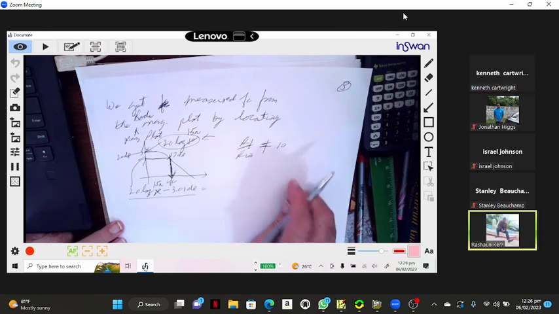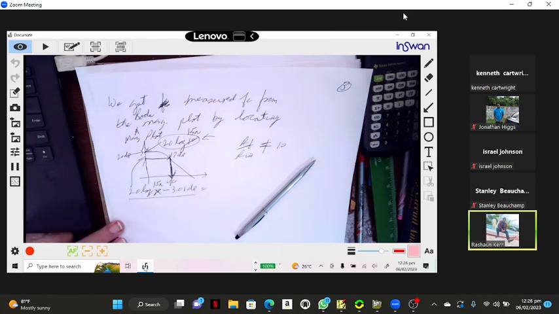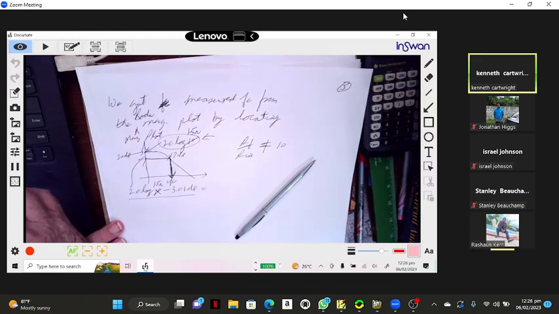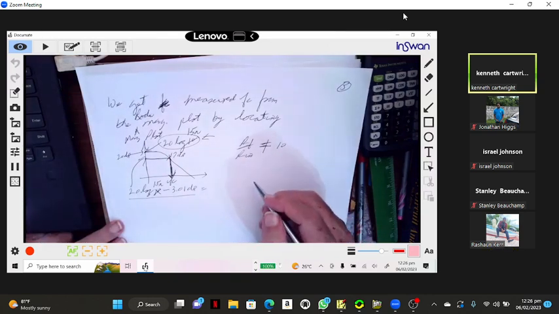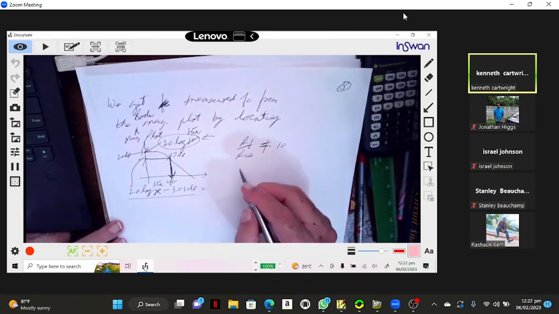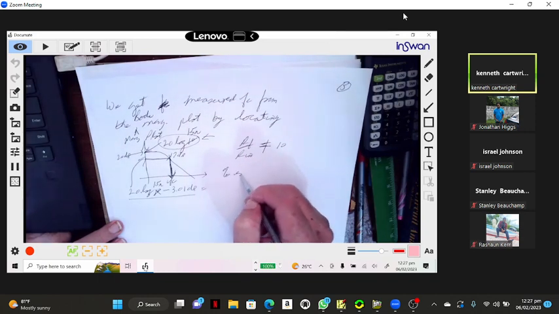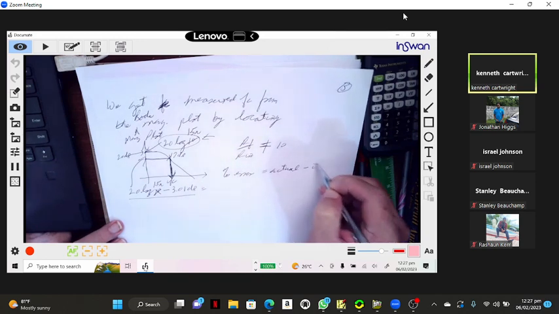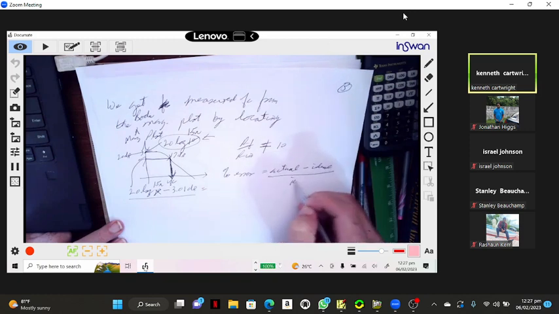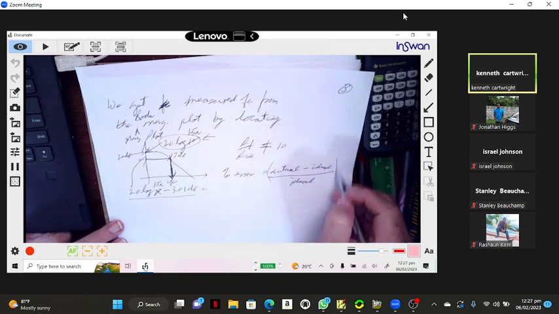Dr. Goddard, question. Yeah, go ahead. On the previous paper, I see you calculated the error. Could you go over that one more time, please? Oh, I calculated the error? Yes, sir. Well, error is simply what you got minus what you want, divided by what you want. Percentage error is actual minus ideal over ideal times 100%.